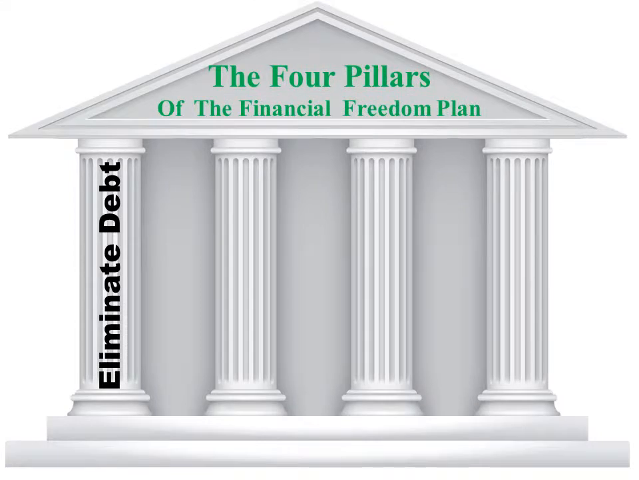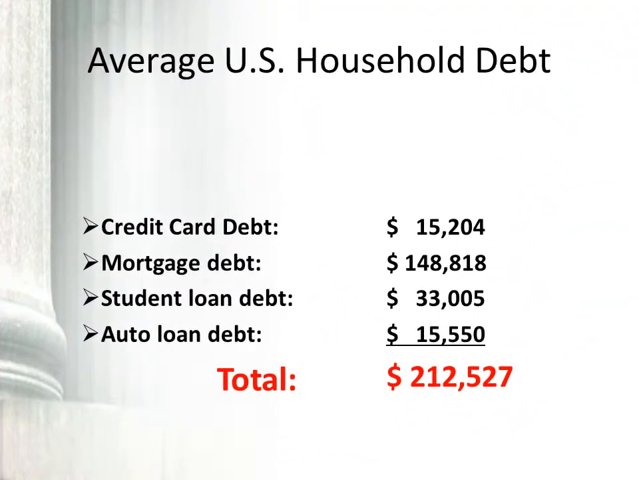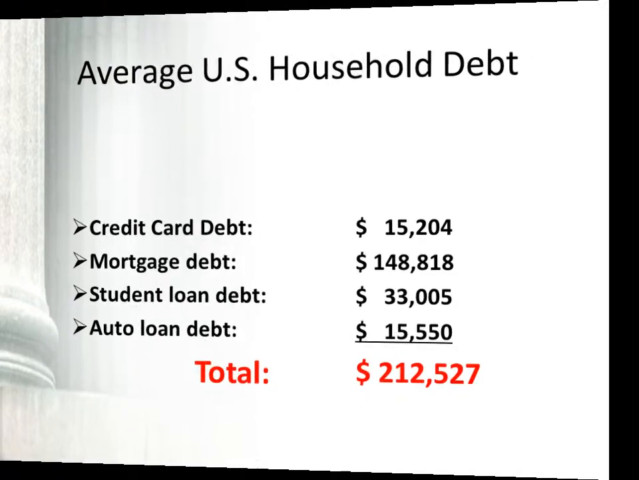The first thing we want to talk about is the first pillar. The first pillar is to eliminate debt. If you can eliminate debt, that's going to free up 1/3 of the money that you are using in the wrong way. The average person in the United States is $200,000 in debt. That includes credit cards, mortgage debt, student loans, auto loans, all the debt that people have.